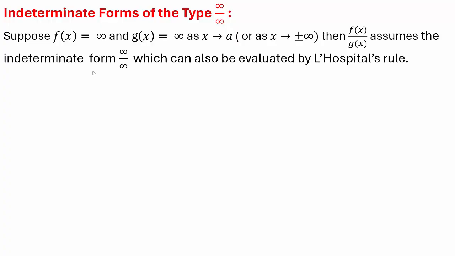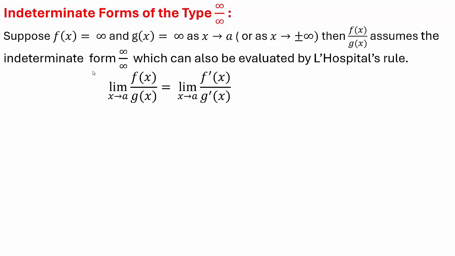Suppose f(x) equal to infinity and g(x) equal to infinity as x tends to a, or as x tends to plus infinity or x tends to minus infinity. Then f(x) by g(x) assumes the indeterminate form infinity by infinity, which can be evaluated by L'Hospital rule.